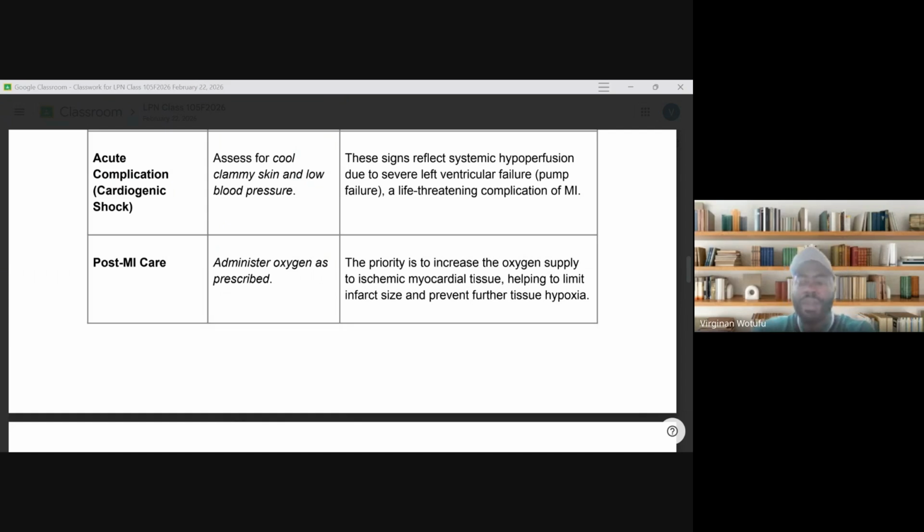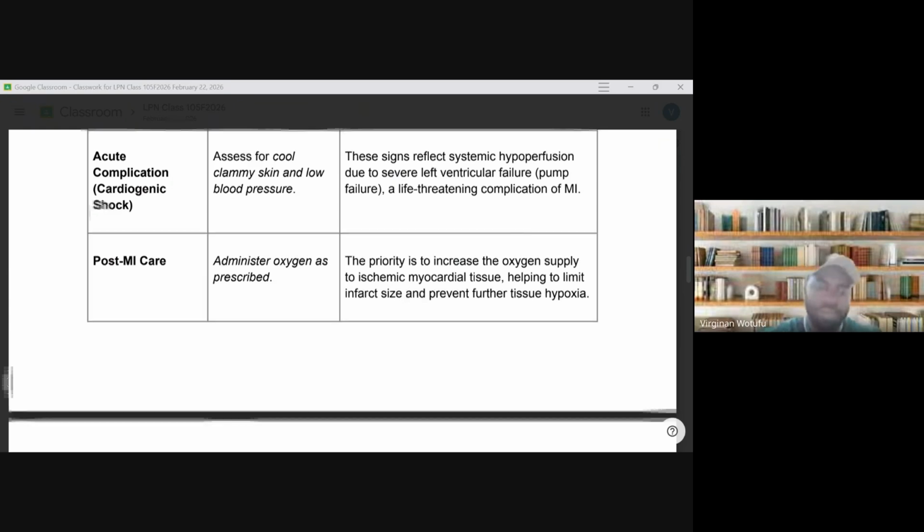Our next medication, we have beta blockers, the lols, right? And with that, you assess the blood pressure before administration. Are we together?